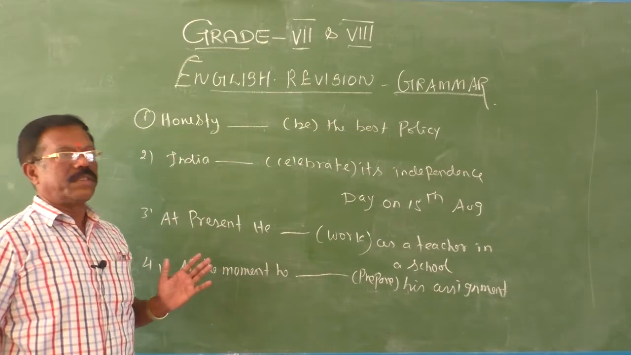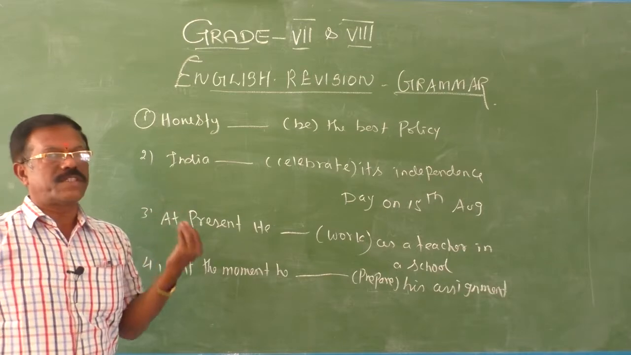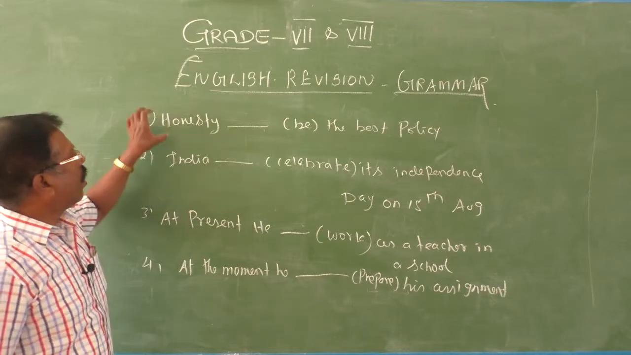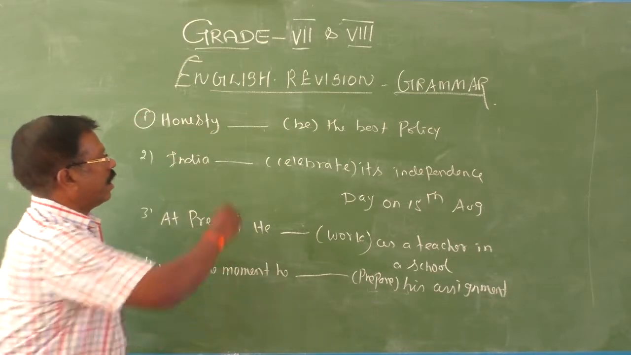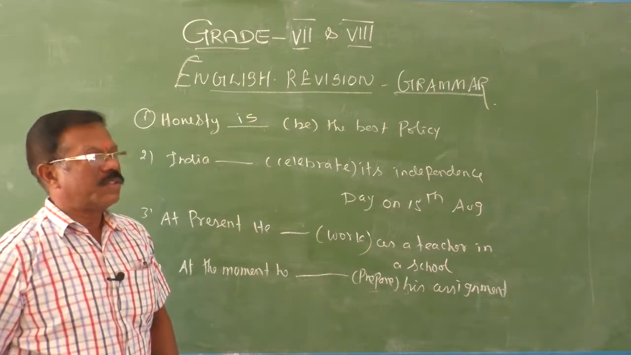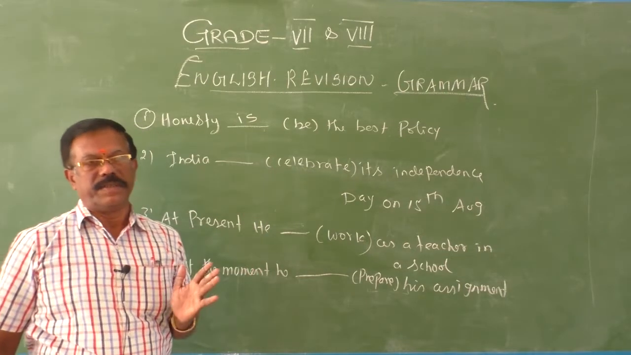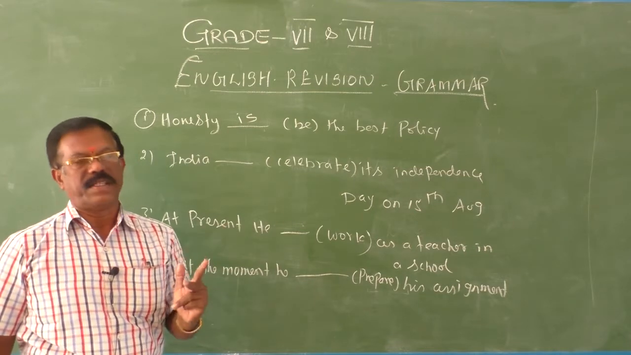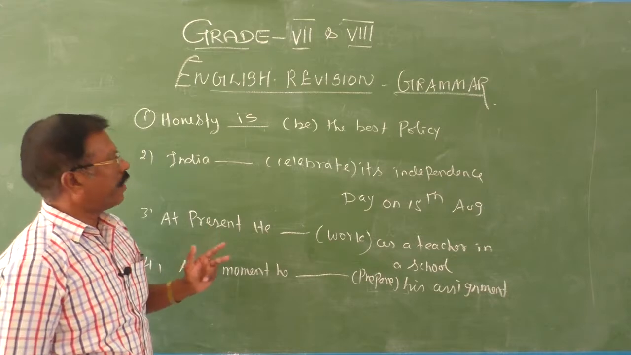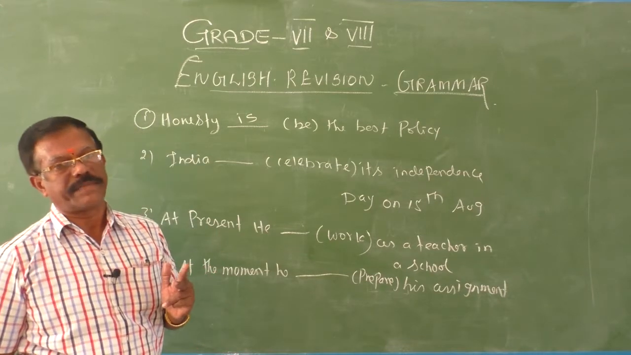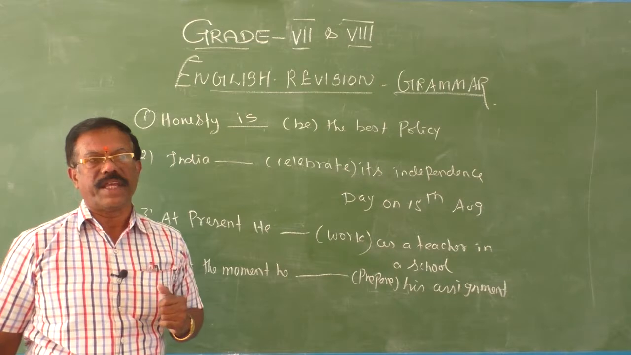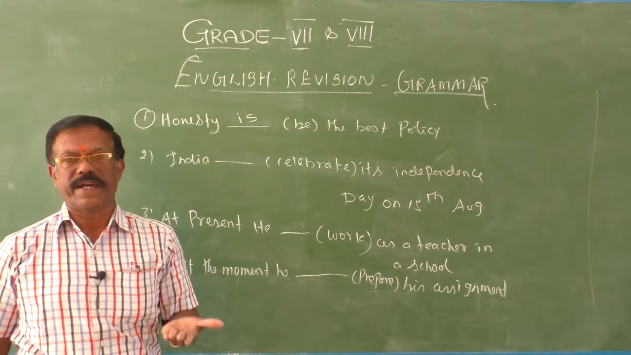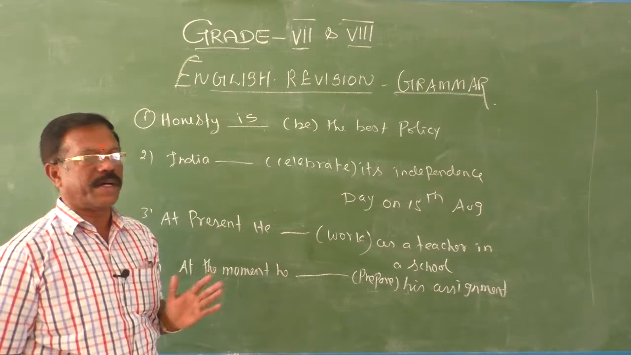Now look at this board, children. How to identify the tense form of the verbs which has been given within the bracket. So, honesty is the best policy. The first sentence is a proverb and it's a famous saying. When you have proverbs or sayings of great people, then you always have to use the present form of the verb. Here within the bracket they have given be. You know that be forms of the verb are is, am, are, was and were. So, honesty is the best policy.